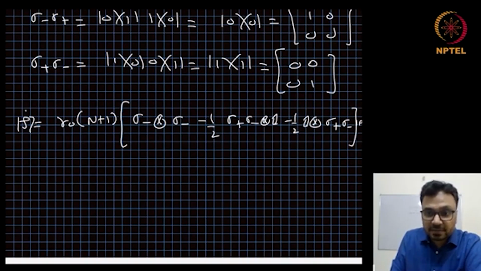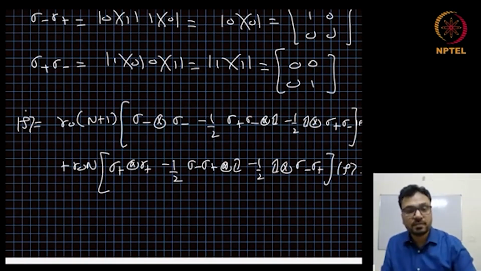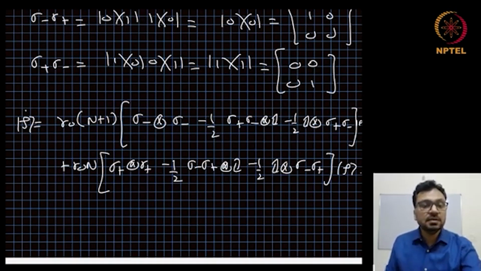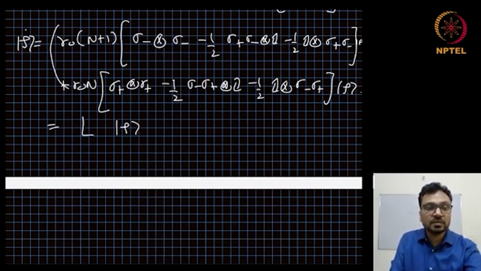Acting on rho vector, plus gamma naught n, sigma plus tensor sigma plus, minus half sigma minus sigma plus tensor identity, minus half identity tensor sigma minus sigma plus, acting on rho. So this is the equation where we have a matrix L acting on rho, where L is given by this whole expression.